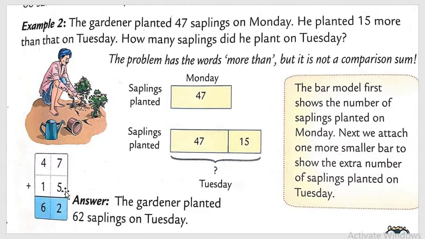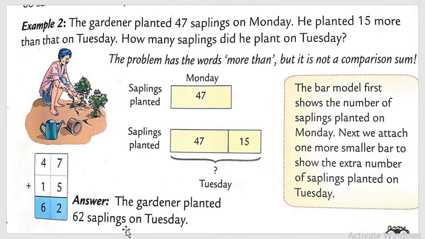47 plus 15. 7 plus 5, so how many, all students? 12. So 2 here and 1 as a hidden form of the carry. Okay, and then we do the next step. 1 plus 2 plus 4, so how many? 6. So the answer is what? The gardener planted 62 saplings on Tuesday.